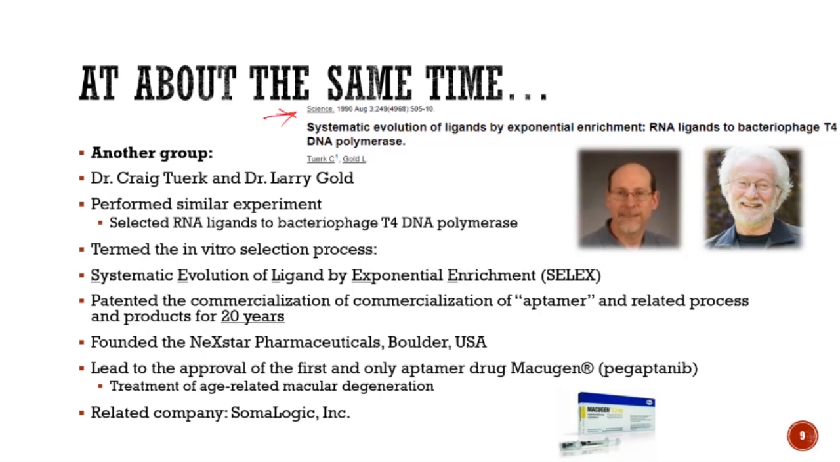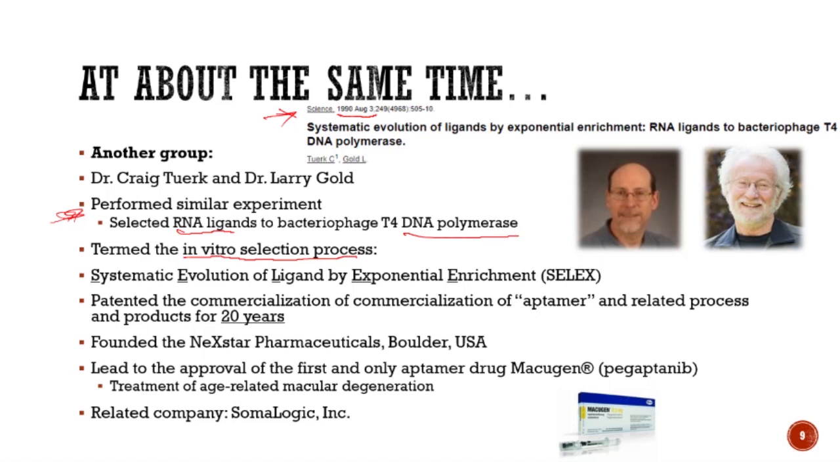Look at the date, 1990, August 3rd. When they published on August 3rd in Science, they probably started some of the research back in 1989. They performed a similar experiment to Ellington and Szostak, and they again selected RNA ligands to a DNA polymerase, the bacterial phage T4 polymerase. So they didn't give the name aptamer, but they gave a name for the process, the in vitro selection process. Now notice Szostak and Ellington just called it in vitro selection.